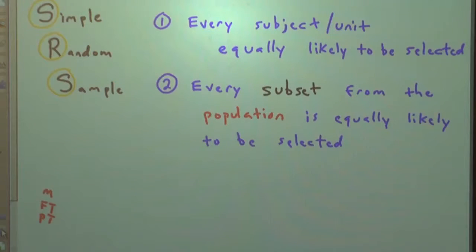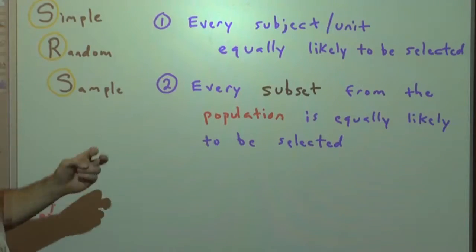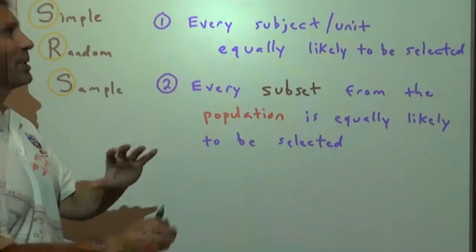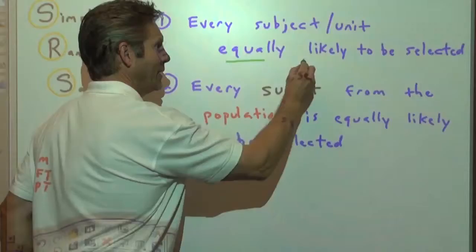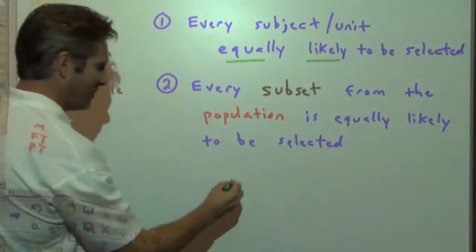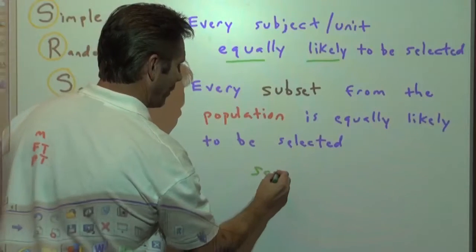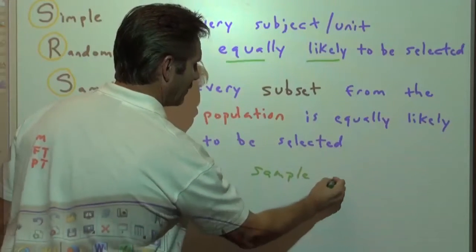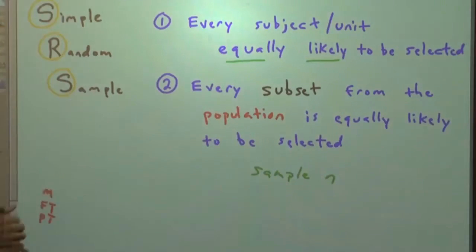Now, the mother of all sampling techniques is the simple random sample, the SRS. Two parts of the definition. Everybody has got to be equally likely to be selected, and every subset of the population is equally likely to be selected, or every sample of size n. So we need to explore this because we're definitely going to be tested on this notion right here.